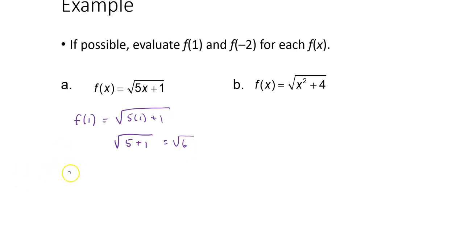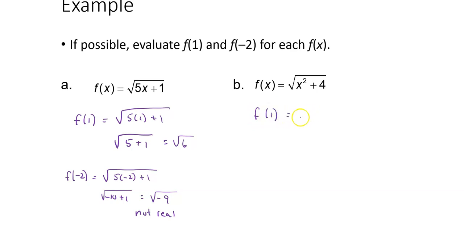What is f of -2? F of -2 is the square root of 5 times -2 plus 1. So that gives me -10 plus 1, which is the square root of -9. Not real. The second one will work out just fine, because whatever I put in, I'm going to square it and add 4. So if I put in a 1, 1 squared is 1 plus 4 is 5, so I get the square root of 5. If I put in a -2, -2 squared is 4 plus 4, I get the square root of 8.